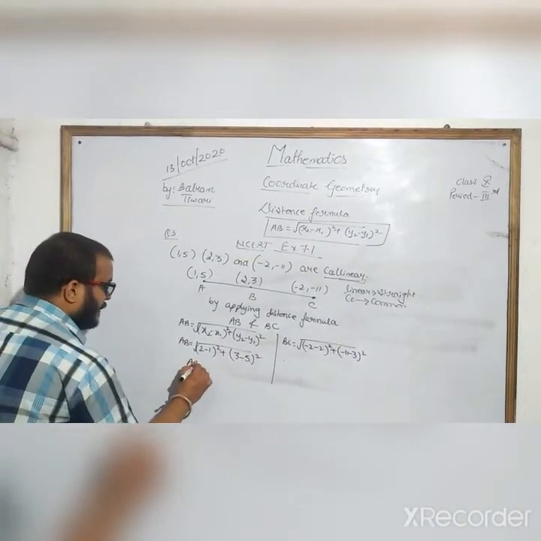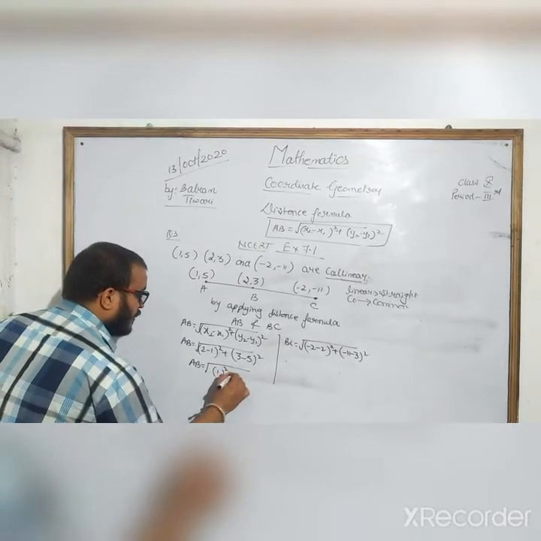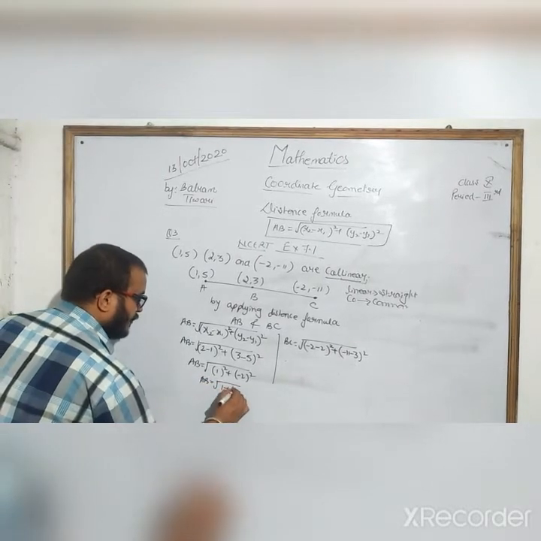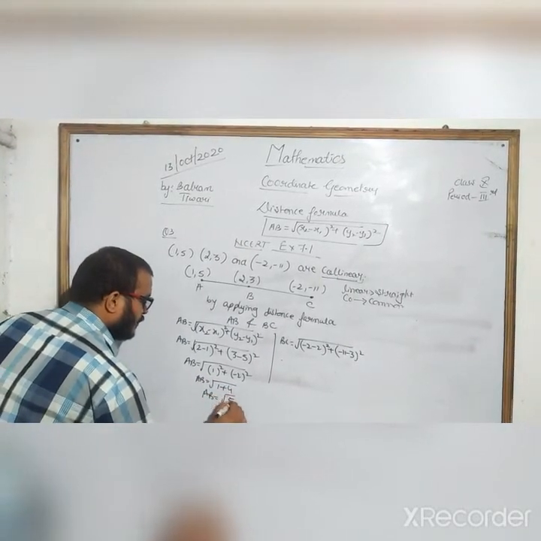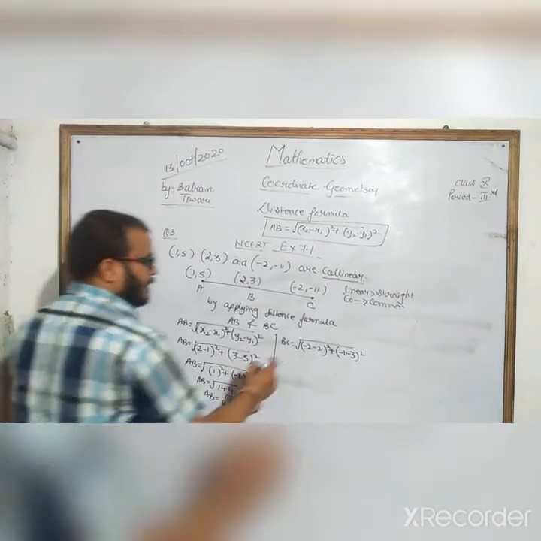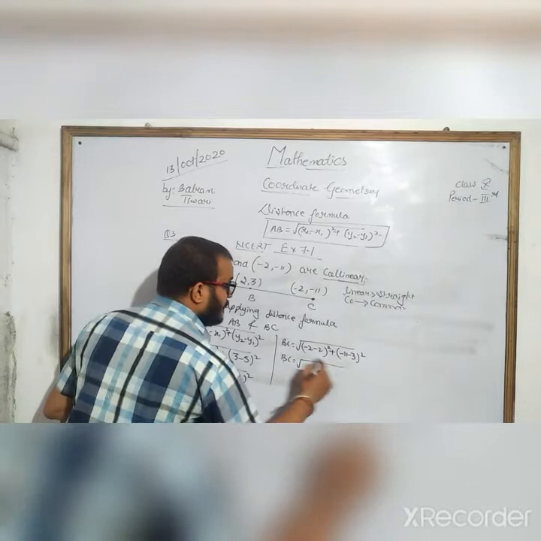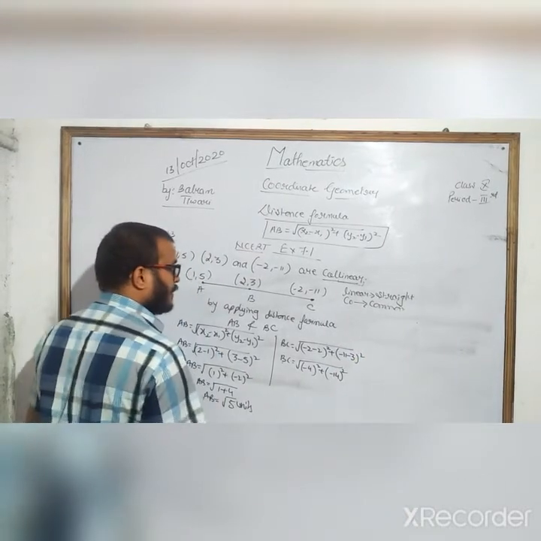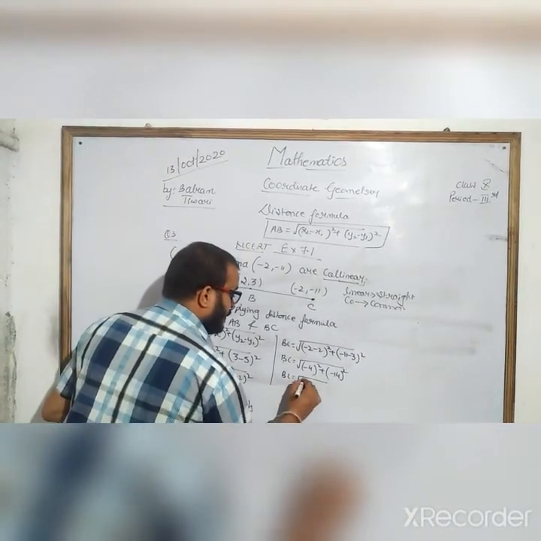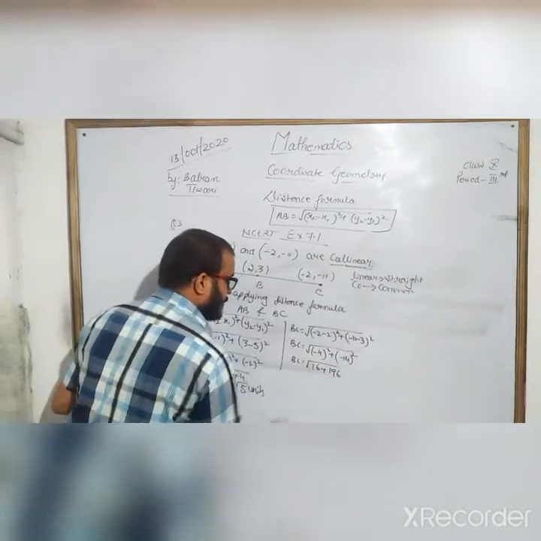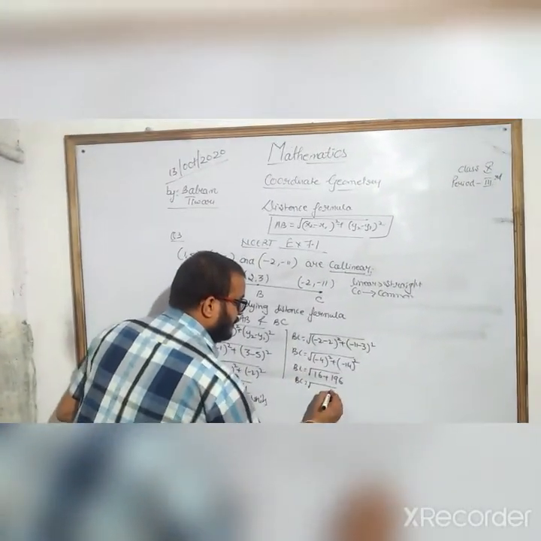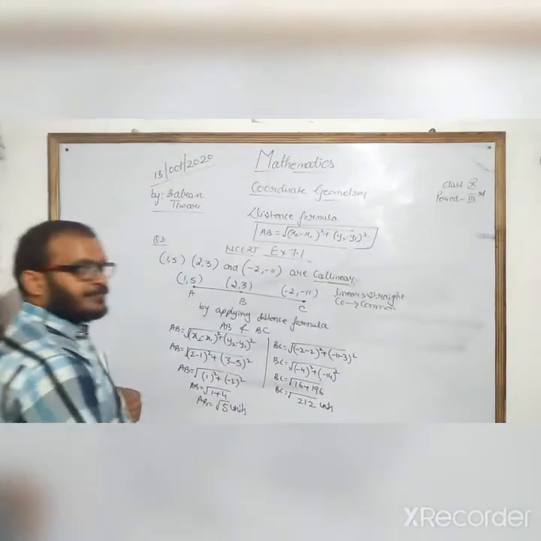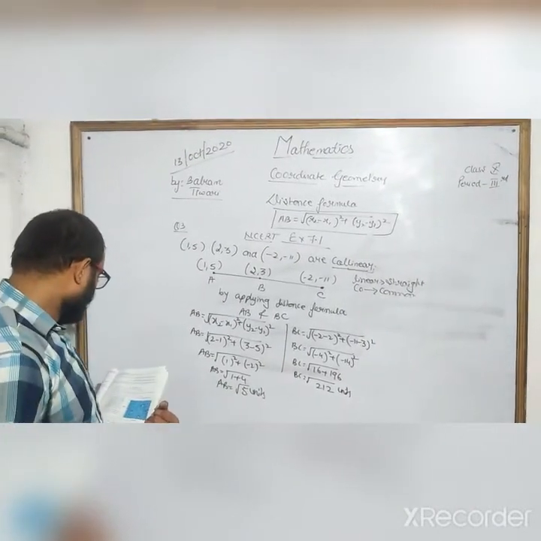So AB becomes 1 square plus minus 2 square, that is 1 plus 4. AB becomes root 5 units. Now find BC the same way. BC is minus 4 square plus minus 14 square, so BC becomes 16 plus 196, which is 212, so BC is root 212 units.